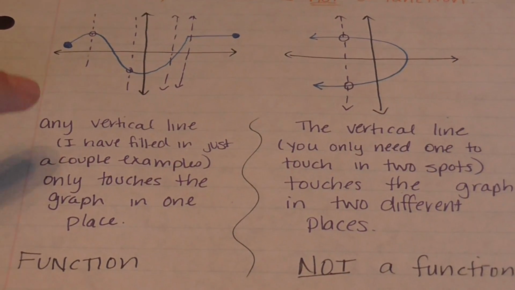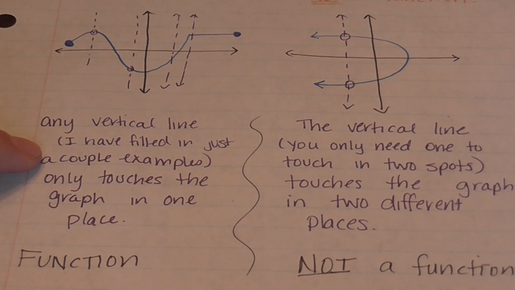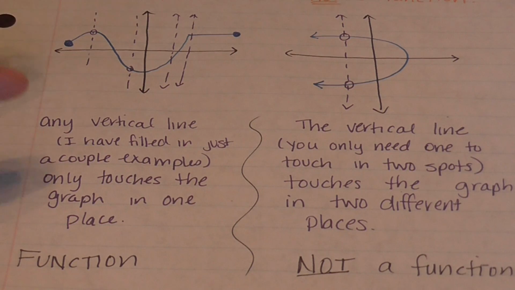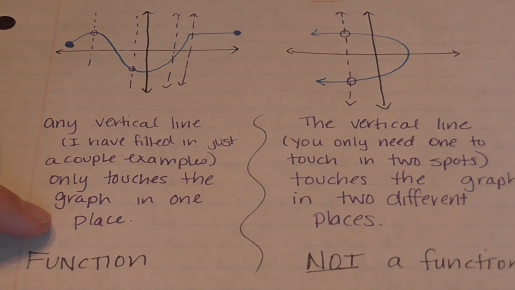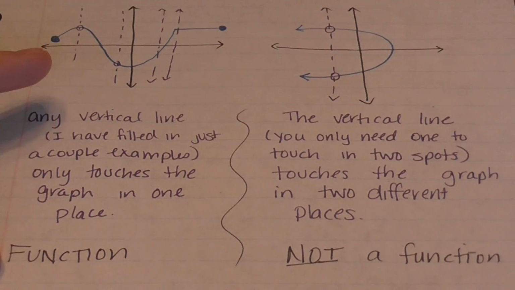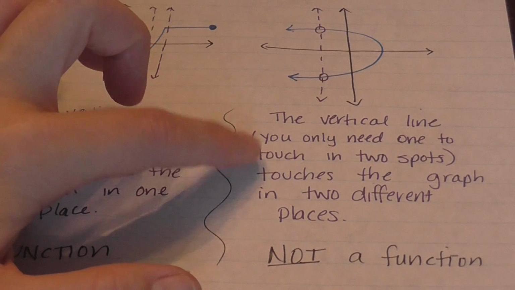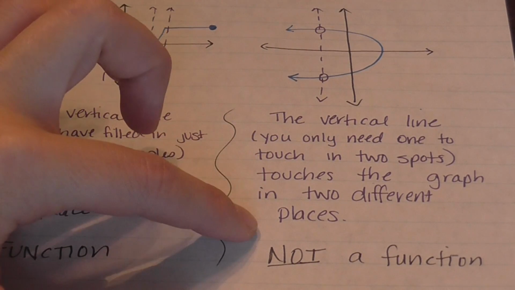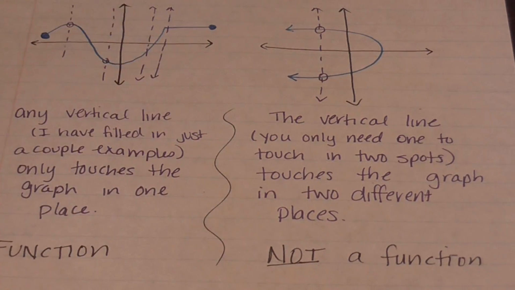So for this one, any vertical line, and I've drawn just a couple of examples, but there are infinitely many, only touches the graph in one place, making it a function. And for the other, you only need one vertical line to touch in two spots. It touches the graph in two different places, so this one's not a function.